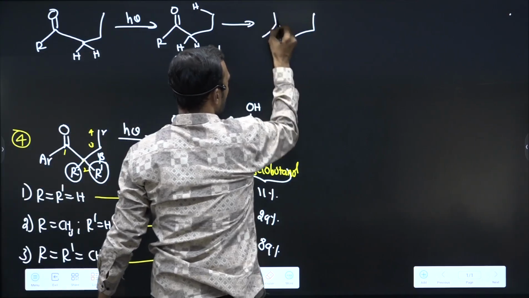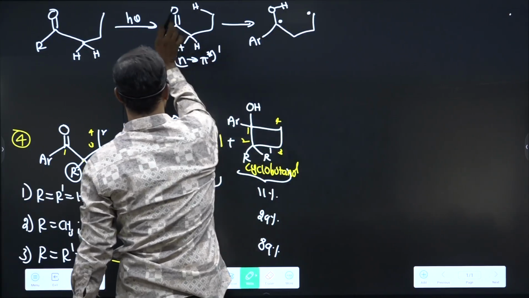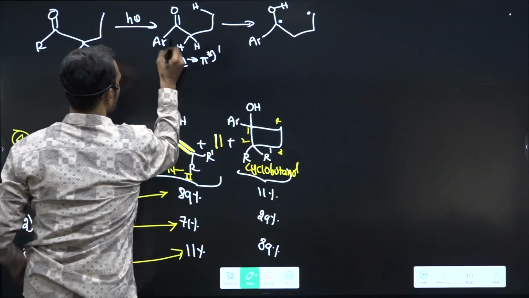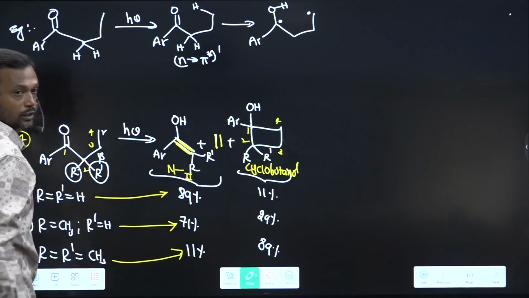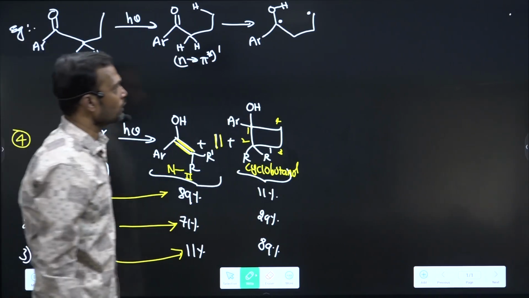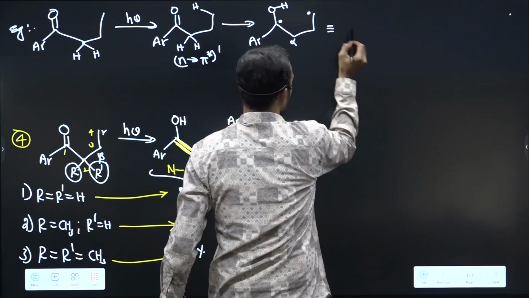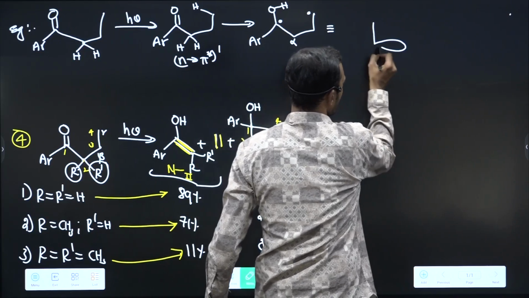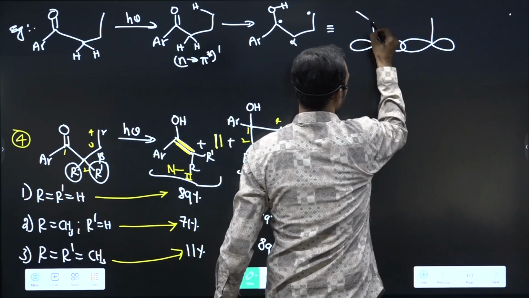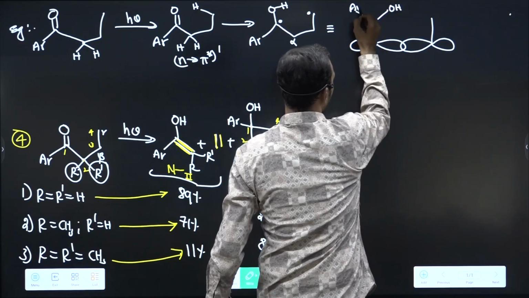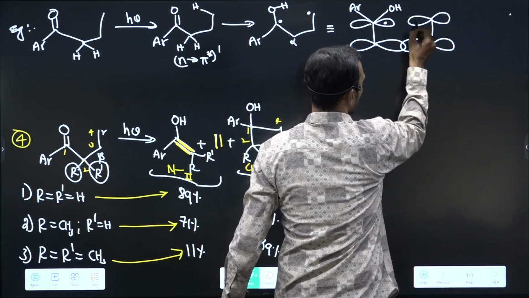So after migration of hydrogen, what is your answer? Here a radical, and this is Ar, and here Ar. So you will get a 1,4 biradical, or not? Now this 1,4 biradical, see, this alpha carbon has no substitutions. So I can write it like this. See, this is alpha carbon overlap, and here, see, hydroxy and aromatic ring, here it is a biradical.